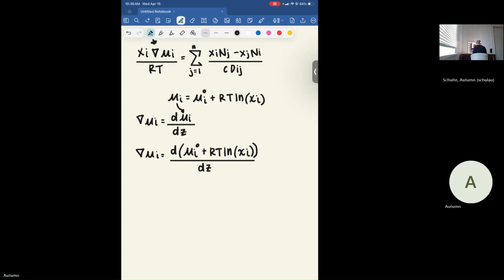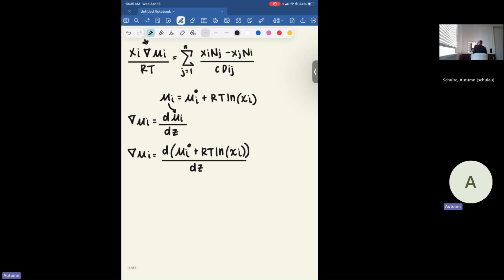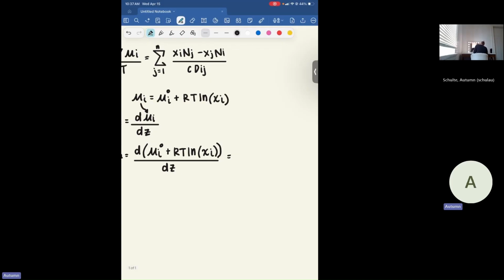Now we can take the derivative of this, and we don't have to worry about our chemical potential at standard state because that's a constant, so that will go to 0 when we take the derivative. So this derivative becomes our gas constant R multiplied by T multiplied by 1 over our mole fraction of component I. And this is the derivative of the mole fraction of component I with respect to our position Z.